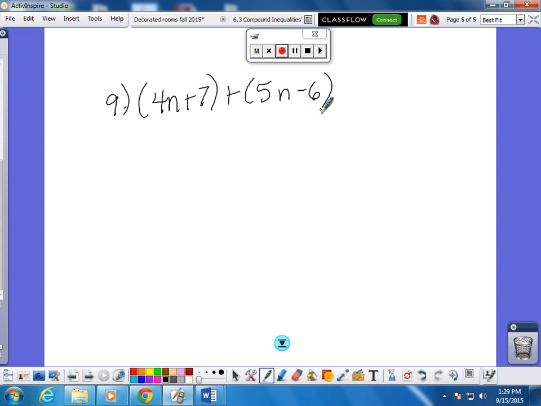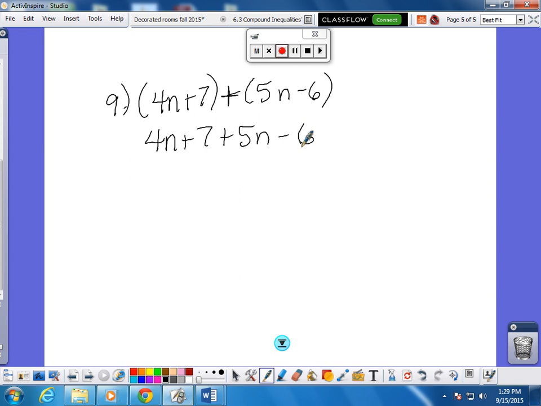We are adding 2 binomials. What this sign tells me is that I'm just going to combine like terms. If this sign were negative, how would that affect this parentheses? Every sign will change. But if it's a positive, do I change anything? No. All right, so 4n plus 7, a positive 5n minus 6.